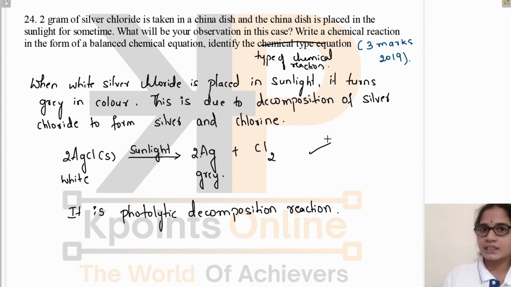When the question is asked in parts, please concentrate on writing the answer in parts, meaning you should cover both the parts. Like here they have given: what will be your observation. This is one question, and write a chemical reaction in the form of a balanced chemical equation. You should observe this also. And another thing, identify the type of chemical reaction. So a single question is asked in parts. So you should be able to cover all these parts.